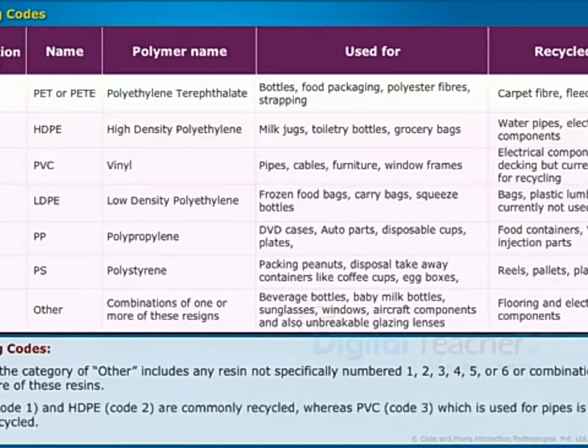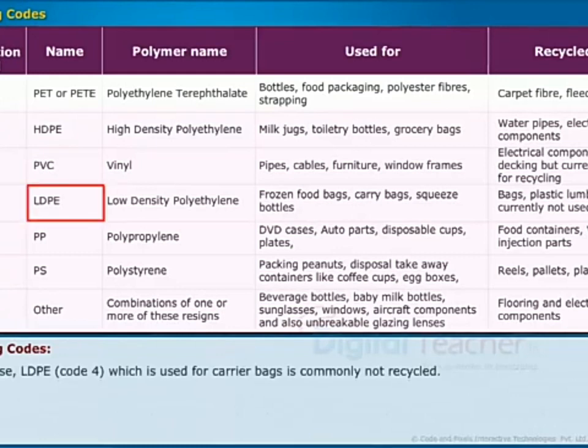PET code 1 and HDPE code 2 are commonly recycled, whereas PVC code 3, which is used for pipes, is currently not recycled. Likewise, LDPE code 4, which is used for carrier bags, is commonly not recycled.